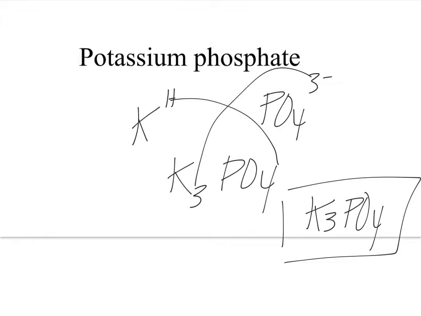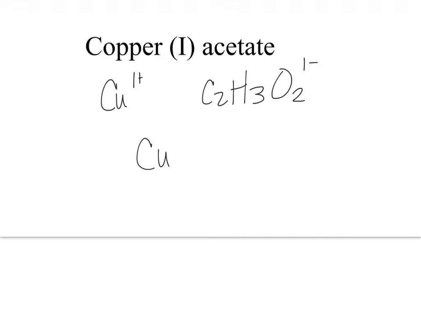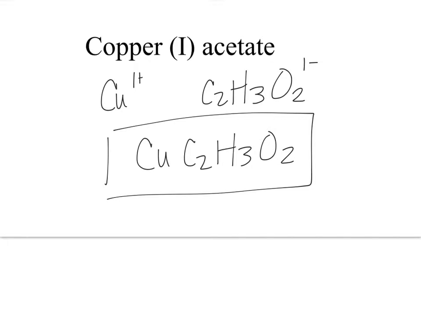Potassium phosphate. Okay, we have copper 1 acetate. Copper 1 implies its charge is 1 plus. Acetate is this polyatomic ion, C2H3O2 with a 1 minus. Equal and opposite, Cu, C2H3O2, copper 1 acetate.